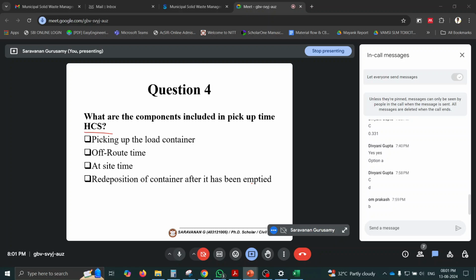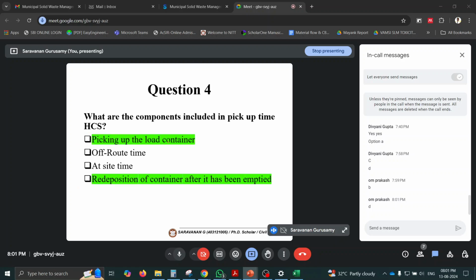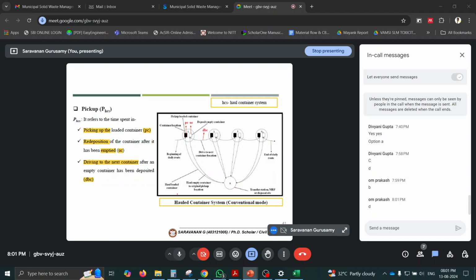So it's a multiple option question. D is correct actually. A is also correct. So the answer is picking up and unloading and also the time required to travel between, so PC plus UC plus DBC. Okay, so pickup time they are asking. So A and D are correct.